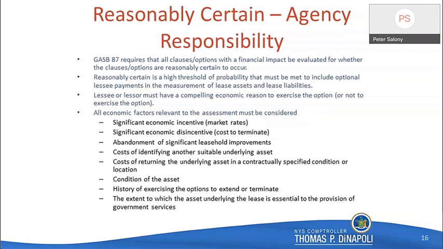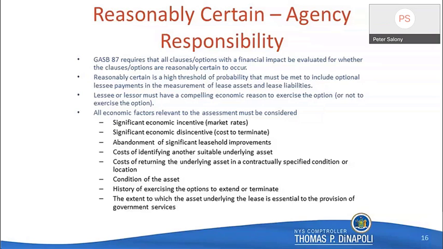So GASB 87 requires all clauses and options with a financial impact to be evaluated for whether the clauses or options are reasonably certain to occur. Reasonably certain is defined as a high threshold of probability that must be met to include optional lessee payments in the measurement of lease agreements and lease liabilities. The lessee or the lessor must have a compelling economic reason to exercise the option or not exercise the option. All economic factors relevant to the assessment must be considered. I'll touch on some of these economic factors listed and provide some examples.